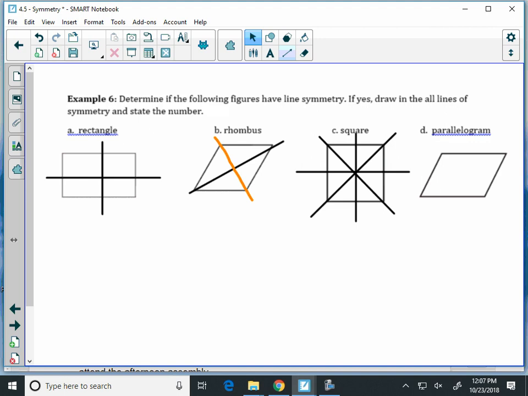Next one, parallelogram. Start folding your parallelogram. Fold through the middle of the sides. See if you can get the opposite sides to match up. Try to fold diagonally. Try to get the opposite angles to match up. And when you have a line of symmetry, raise your hand. Play around with it.